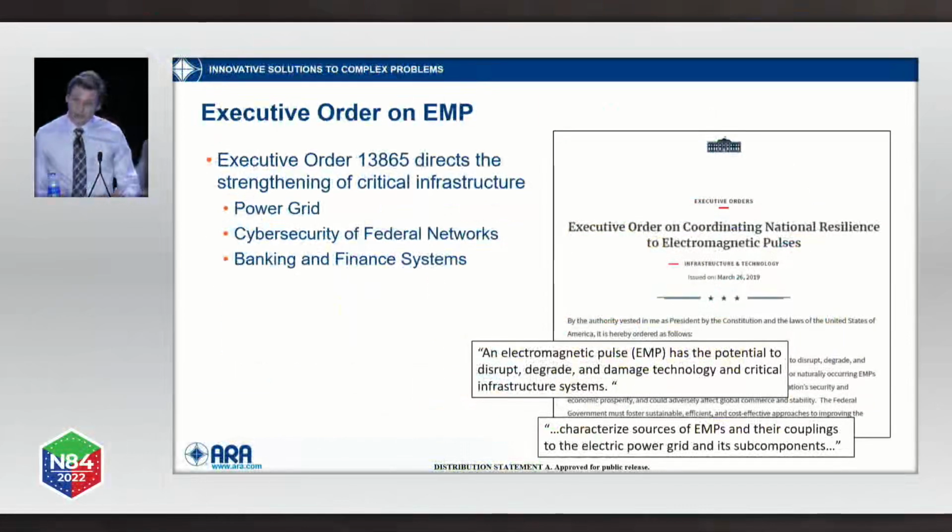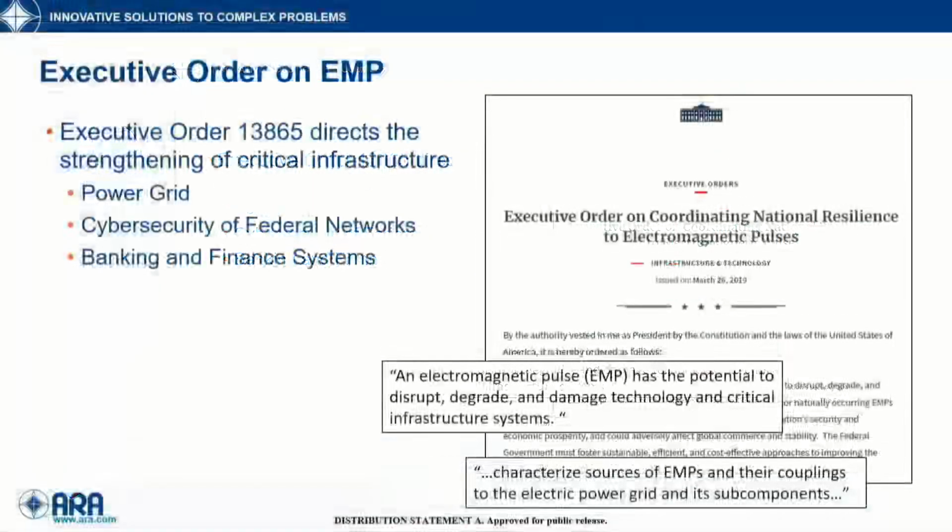In March of 2019, an executive order was issued that directs the strengthening of our critical infrastructure to EMP specifically. Like the one issued for geomagnetic storms, it calls for the protection of our power grid and banking and financial systems and federal networks in general. There are already power utilities and financial institutes that are investing in protecting their infrastructure from general electromagnetic threats. Joint Base San Antonio down the road has organized an electromagnetic defense initiative.